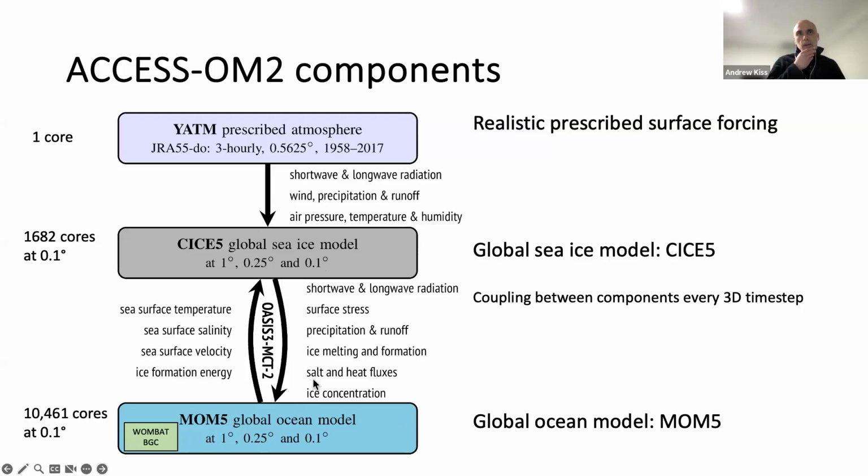And you can see that there are different things being transferred between those models to communicate with one another. So, for example, when the sea ice melts or freezes, it transfers things like salt and water between the ice and the ocean. And there's also heat transfers and so forth. And this is all driven, this is actually not a complete climate model. This is just ocean and sea ice driven by a prescribed atmosphere. So we have a realistic prescribed surface forcing.